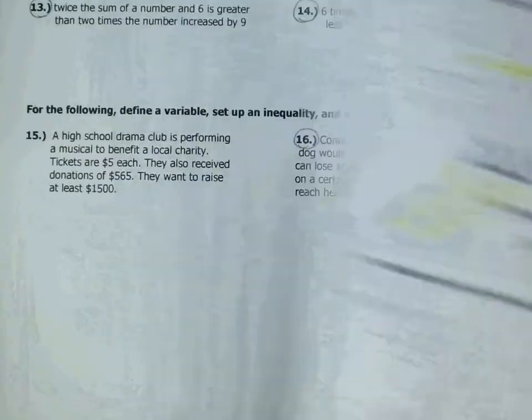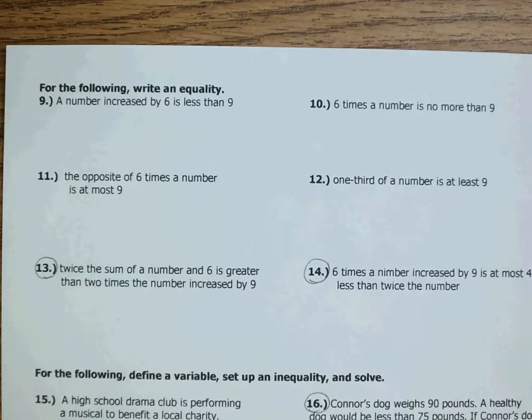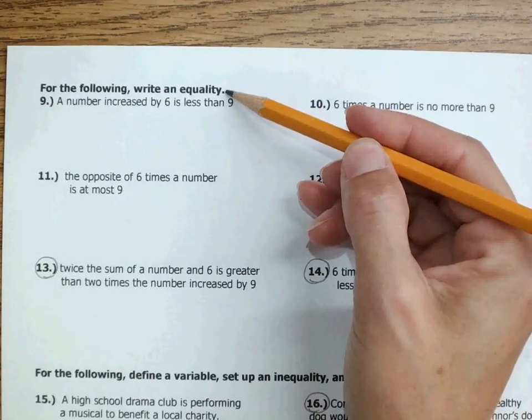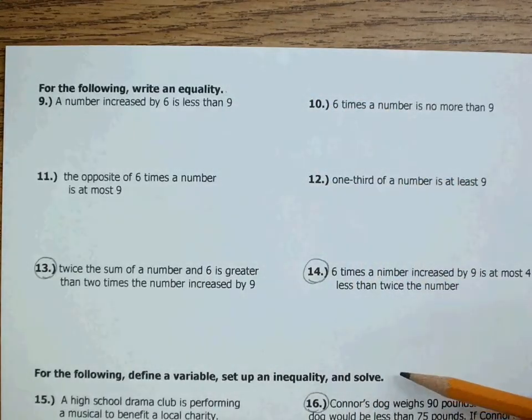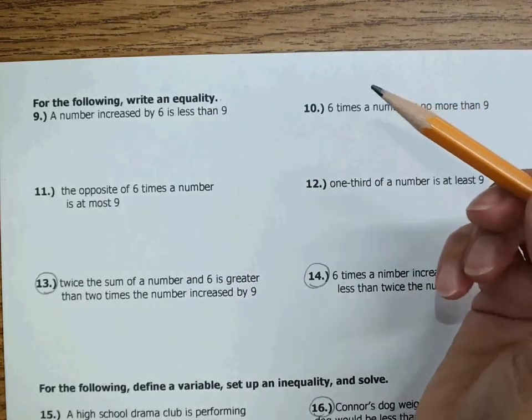All right, the last section that we're going to practice together is going to be right here, where we are going to just write an inequality. So the directions say just write an inequality. And so you'll see that on the notes sometimes, and you'll see that down below. We'll write and solve. So for number 9, a number increased by 6 is less than 9.